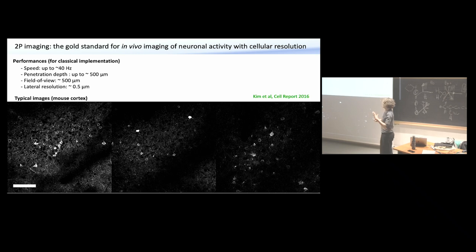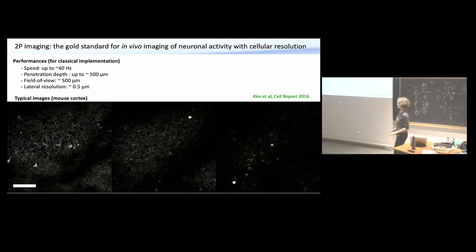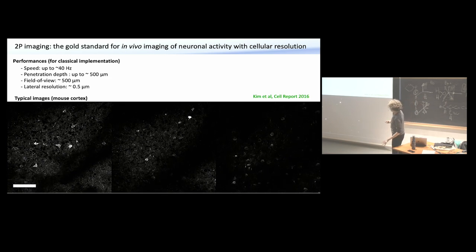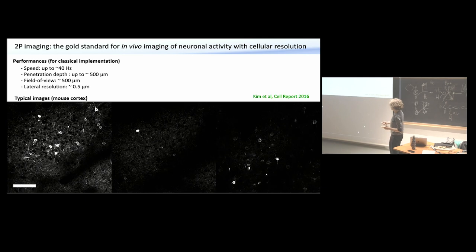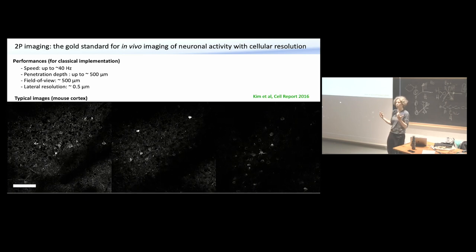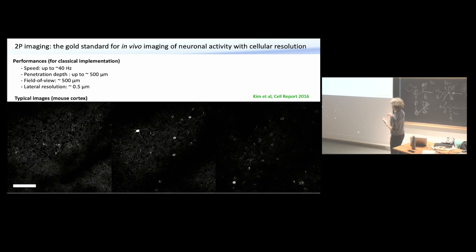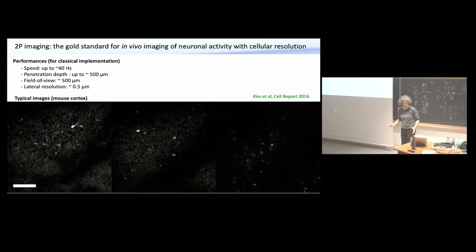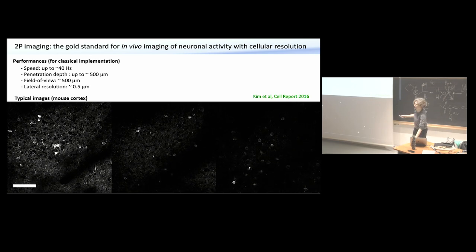So the speed, usually it's about 10 hertz, but if you use resonant galvanometers, it can go maybe up to 40 hertz. The penetration depth is about 2 to 3 scattering lengths. I think it's about 500 micron. Field of view about 500 micron also, and lateral resolution smaller than a micron. And here I show typical images of what people can look at. So you have movies here. You see very well the cell bodies, you see very well the dendrites, and the signal-to-noise ratio is quite nice. So these two-photon imaging techniques are the gold standard. It works pretty well until only 500 microns, so it is not very deep.